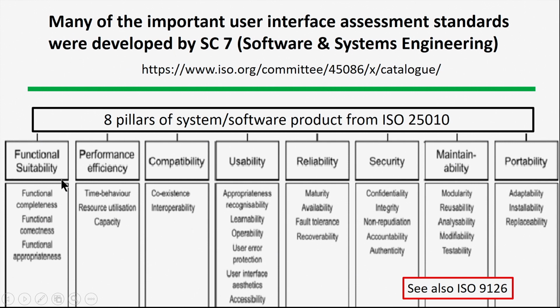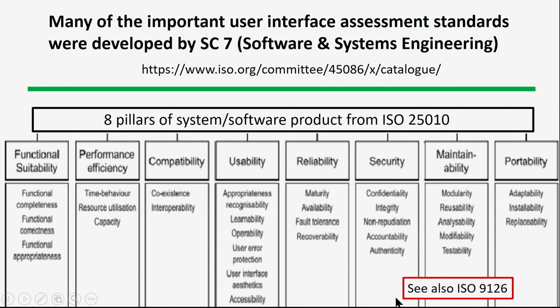So there are issues about functional suitability, and here's some of the topics. There's performance efficiency, a list of topics. Compatibility, a list of topics. Usability, which is obviously of great interest to us, and a list of several topics. Appropriateness, recognizability, learnability, operability, user error protection, user interface aesthetics, and accessibility. These are all major issues. And then other topics are reliability, security, maintainability, and portability. So this is basically the framework for thinking about system and software engineering.